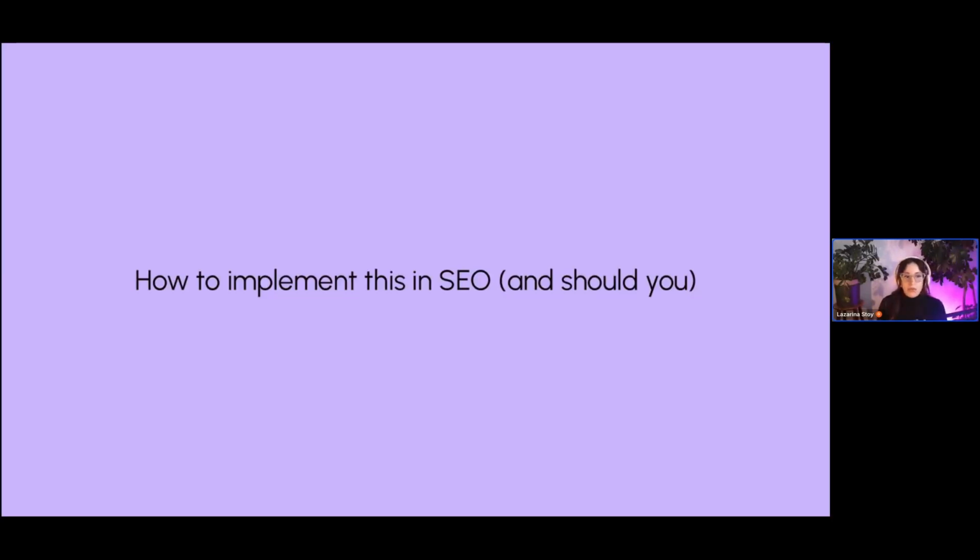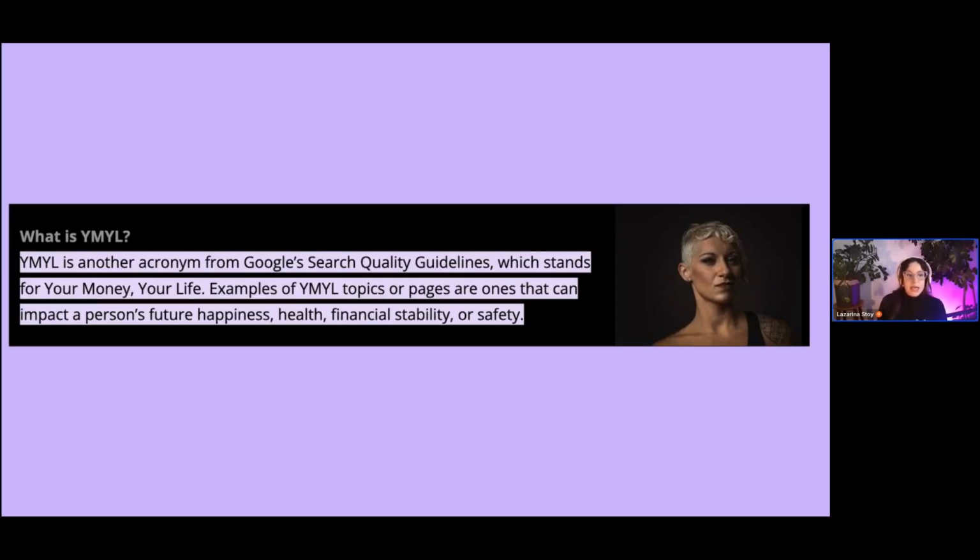And something that's also very, very important for SEO is that Google uses these classifications for categorizing topics that are your money or your life. I'm quoting from Lily Ray here, who is, of course, as she does, referencing Google's resources and being a great source of information. As she says, examples of your money or your life topics based on Google's own search quality guidelines are things that can impact a person's happiness, health, financial stability, or safety.